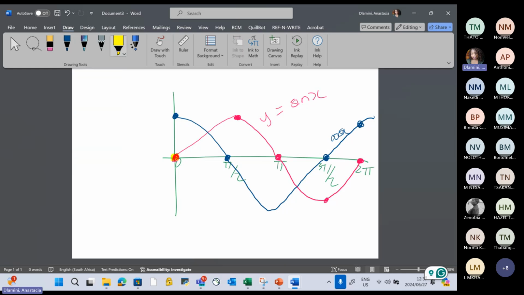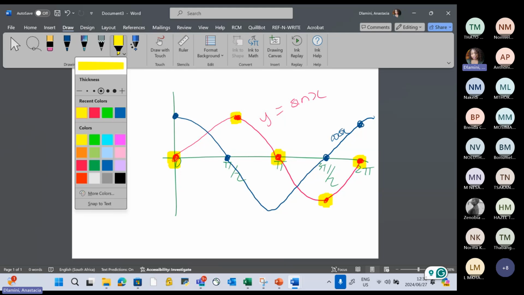Now, if I say sine 0, it means this. Where is sine at 0? What is the y value of sine at 0? It's 0. What is the y value of sine at 90? It's 1. What is the y value of sine at pi? It's 0. What is the y value of sine at 270? Negative 1. What is the y value of sine at 2 pi? It's 0. Thank you.